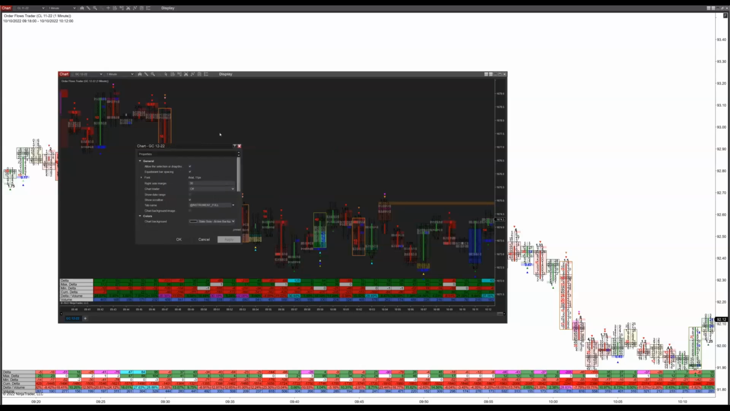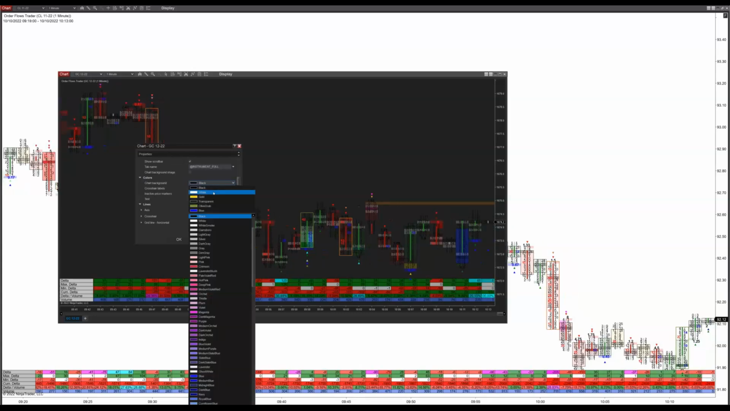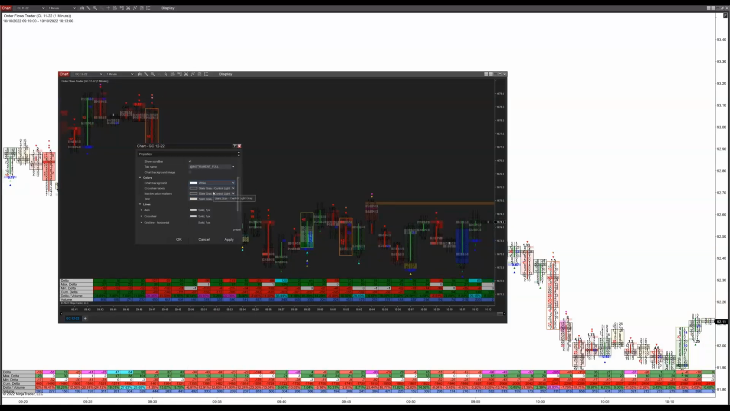This chart, the default settings of the Orderflows Trader is set up for a 1-minute E-mini chart, which is fine for every market. If you're trading NASDAQ, you're going to adjust a few things, depending on the market you're trading. But for most markets, the default is fine. So you open up the properties, scroll down the middle, you see colors. Chart background is black. You just change it to white. Okay.